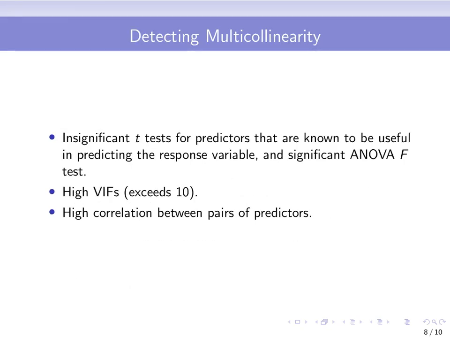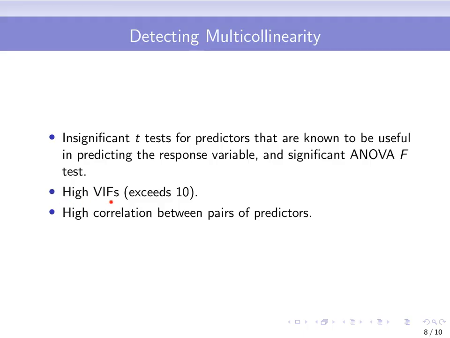How do we detect multicollinearity? So if you know that predictors do influence the response, but you have insignificant t-tests for them, and yet you have a significant ANOVA F test. So remember last module I said the ANOVA F test is usually not very useful. Well, this is one area where it's useful, where you know there's a whole bunch of insignificant t-tests for your predictors, but an ANOVA F test that is significant, that's indicative of multicollinearity being present in your model.